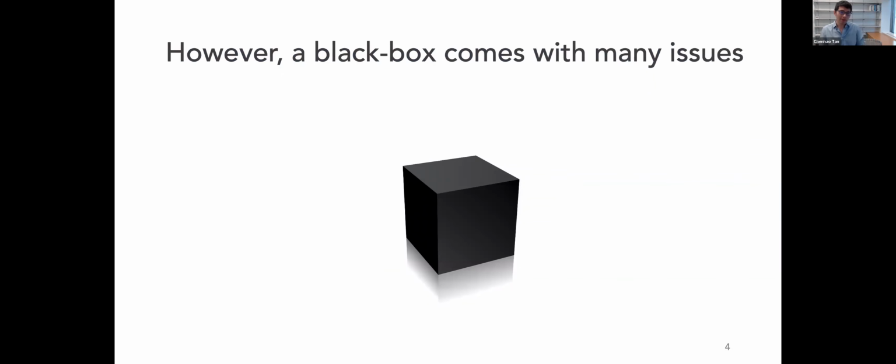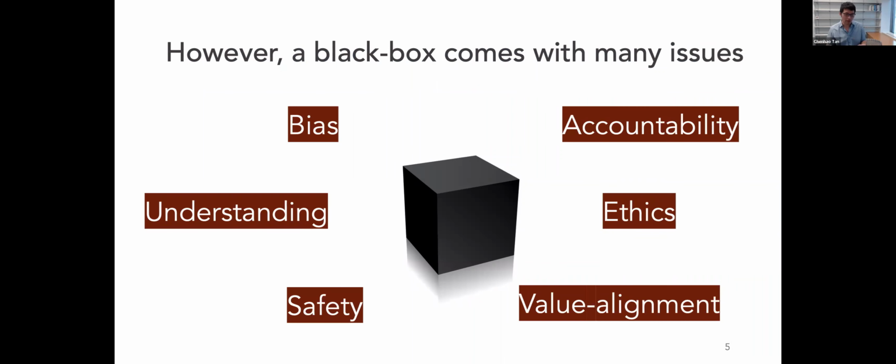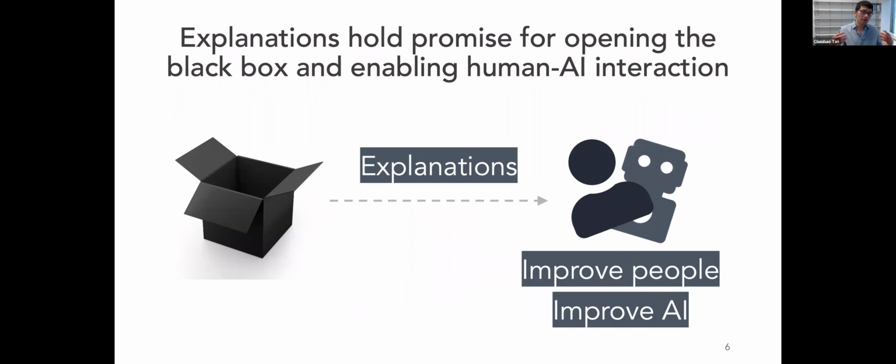However, a black box can come with many issues. For instance, many of us have seen issues around bias, ethics, and safety if AI is just left on its own. And so a lot of my work is about how we can improve AI through explanations. Ideally, if we have explanations that allow us to open the black box of AI, then that can enable better human-AI interaction. As a result, it can improve both people and AI.